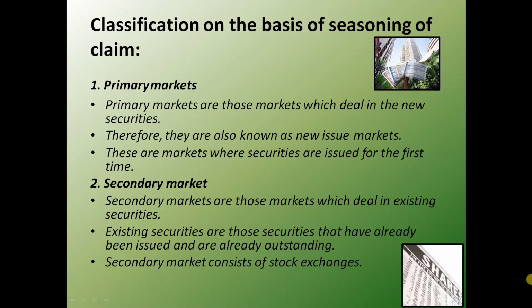These primary markets are also known as new issue markets. These are markets where the securities are issued for the first time. On the other hand, secondary markets are those markets which deal in existing share equities or existing securities. Existing securities are those securities that have already been issued and are already outstanding.